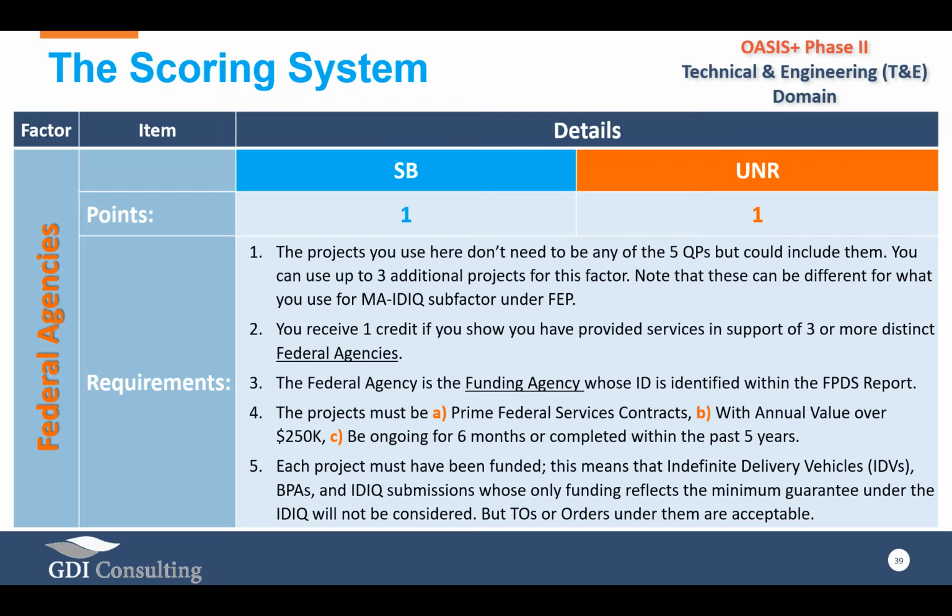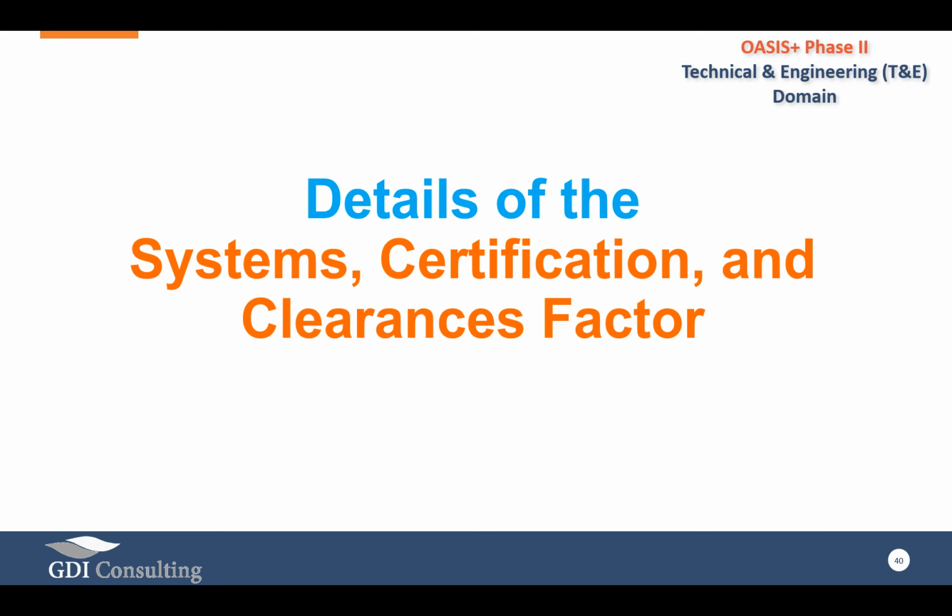Again, here you don't have to show any relevance to the technical and engineering domain, and the contracts don't have to be the same ones you used for QPs or even the previous subfactor for FEPs. These can be completely 3 different contracts, completely different and new. Okay, so that was the second main factor, FEP.